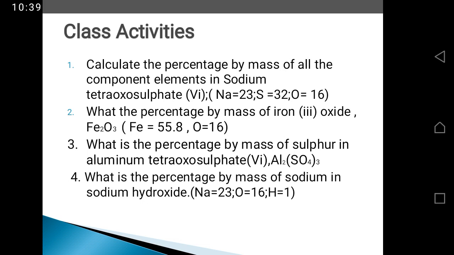What is the percentage by mass of sulfur in aluminum tetraoxosulfate 6? What is the percentage by mass of sodium in sodium hydroxide?